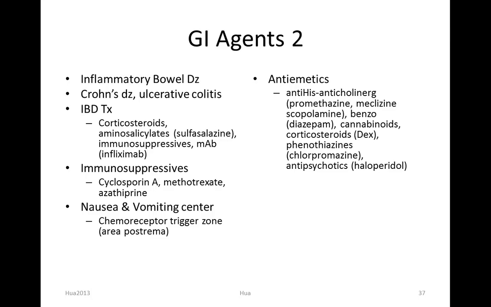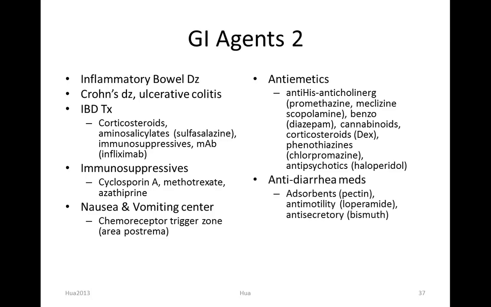Nausea, vomiting center is chemoreceptor trigger zone, area postrema. Antiemetic, you use antihistamine, anticholinergic. So example, promethazine, meclizine is often used for vertigo as well. Scopolamine is available as a patch, is an anticholinergic. Benzodiazepine, like diazepam. Cannabinoid, in terms of marijuana, would be an example. Corticosteroid, dexamethasone. Phenothiazine, like chlorpromazine. Antipsychotic, like haloperidol. So antiemetic is often used in patients with cancer going through chemotherapy.